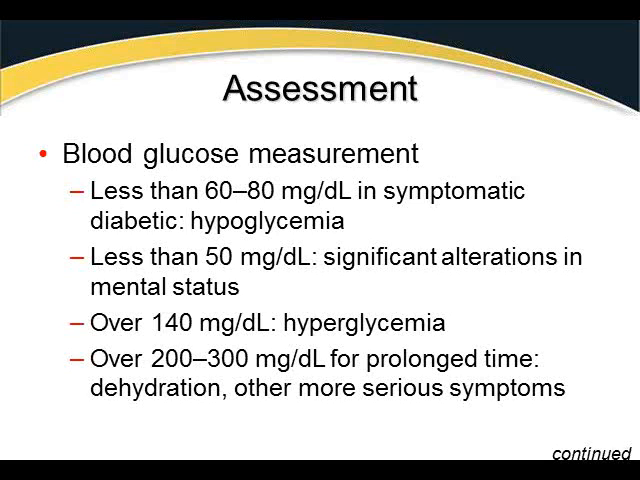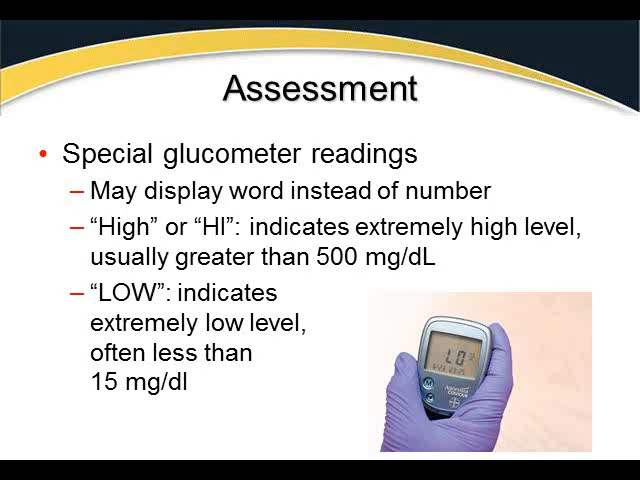Over 140 milligrams per deciliter is hyperglycemia, and over 200 to 300 milligrams per deciliter for prolonged periods of time is going to create dehydration and more serious problems. People who have DKA, diabetic ketoacidosis, usually are in excess of 500.